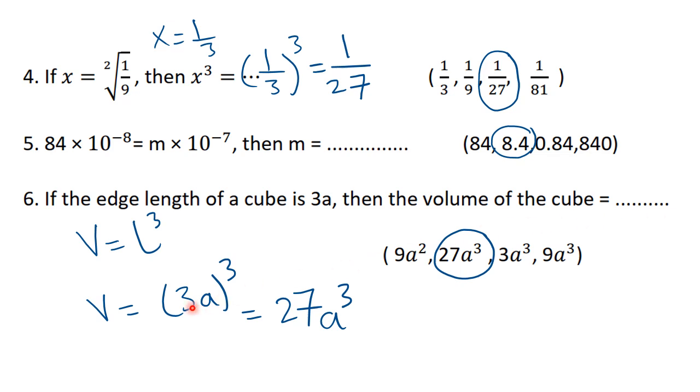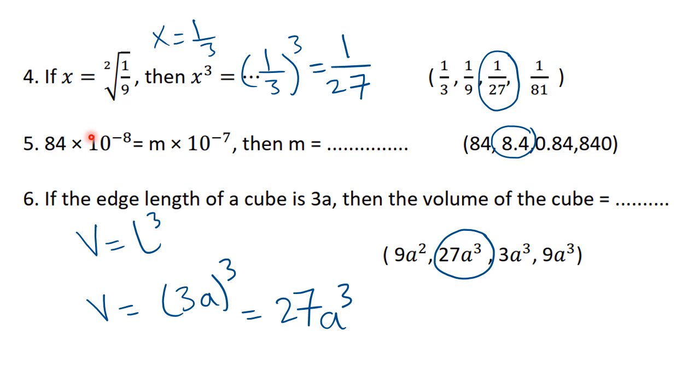Okay, question 4. x equals square root of 1 over 9, and we need to get x power 3. So first we can get x. Root of 1 over 9 will be 1 over 3. Now we will take this 1 over 3, which is x, and make power 3. 1 power 3 equals 1, and 3 power 3 equals 27.